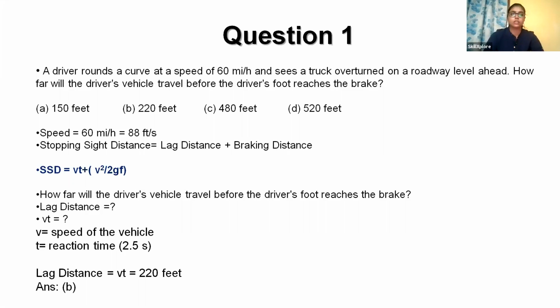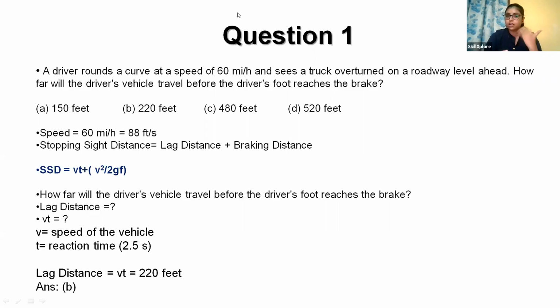So first question. A driver rounds a curve at a speed of 60 miles per hour and sees a truck overturned on a roadway level ahead. How far will the driver's vehicle travel before the driver's foot reaches the brake? So the question is very clear. They are asking how far the vehicle will travel before the driver's foot reaches the brake. So they are asking, before the brake is applied, how far the vehicle moves.